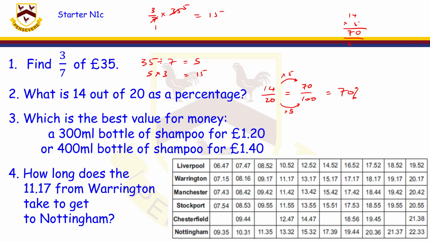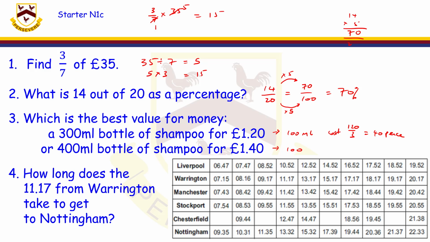Question 3, which is the best value for money? So that's the mantra that we always say, make them the same, make them the same. So which is best value for money? A 300ml bottle of shampoo for £1.20 or a 400ml bottle of shampoo for £1.40. So to make them the same, two ways of doing it. I can look for a 100ml bottle. 100ml means I'm going to divide by 3. So that will cost £1.20 divided by 3, or 120, gives me 40 pence.